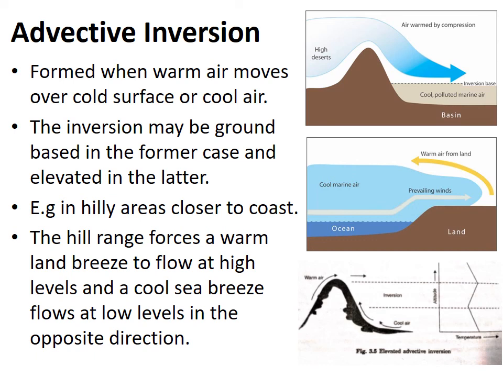For example, in hilly areas closer to the coast, you can see in the third figure, the hill range forces the warm land breeze to flow at high levels, and a cool breeze flows at low levels in the opposite direction, and this sets up the advective inversion.